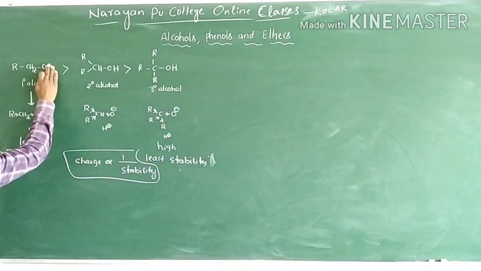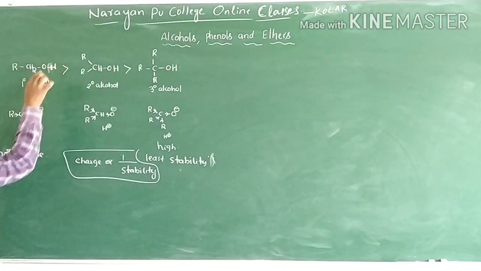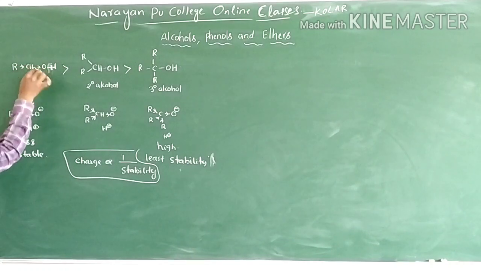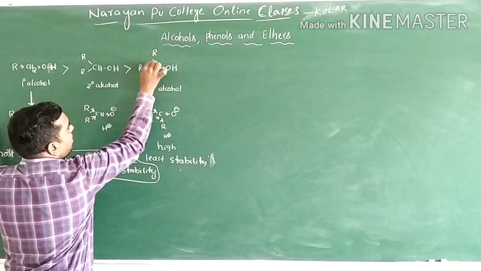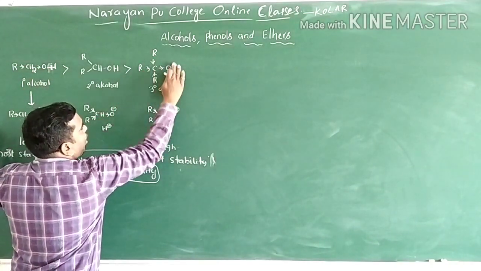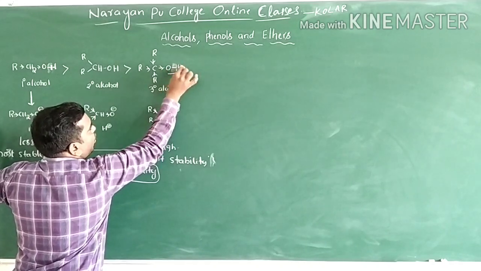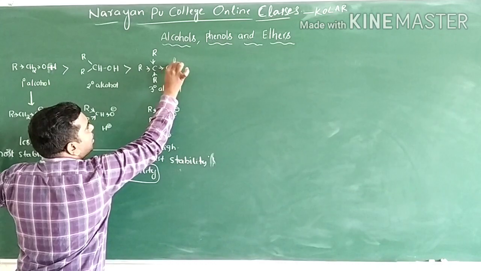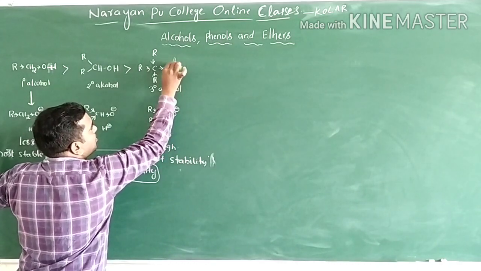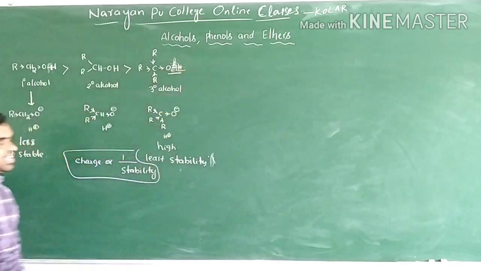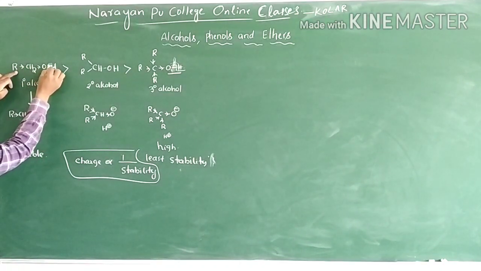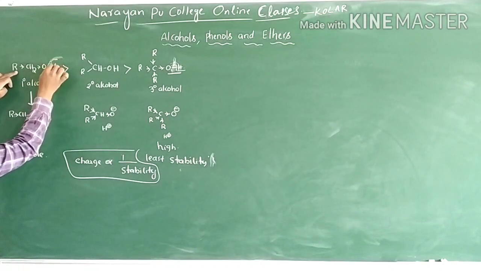Second concept means you have to see the electron density on the OH bond. One group is giving electrons here, and here two groups are giving electrons, so this OH bond has more electron density. More electron density means this bond will be strong. It won't give H plus ions very easily. And where there is less electron density between the OH, it can easily give the H plus ion.